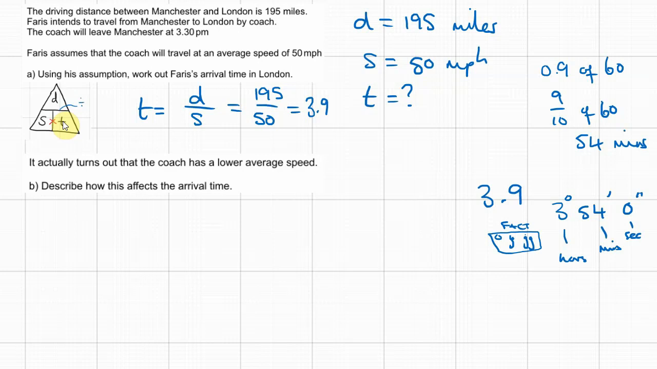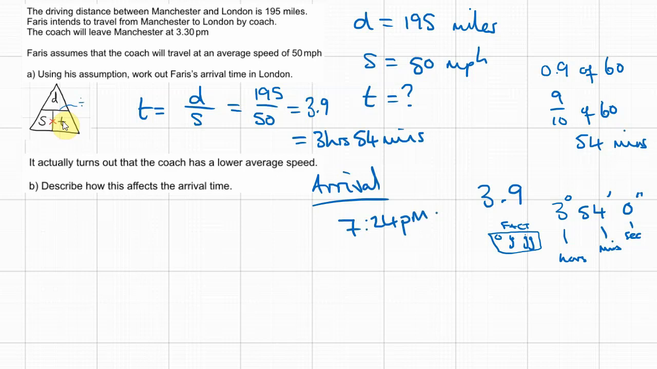So, we know that this is going to be 3 hours and 54 minutes. So, when is his arrival time? Well, that's 3 hours and 54 minutes past 3:30 p.m. So, his arrival time would be 7:24 p.m. It actually turns out that the coach has a lower average speed. What will happen to the time? Well, if we travel slower, it's going to take us longer to get there. So we'll arrive later. We don't know how much later because we don't know the drop of speed, but we just need to say that we're going to arrive later.